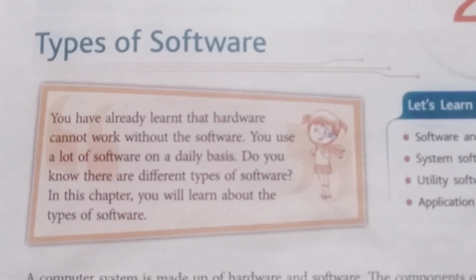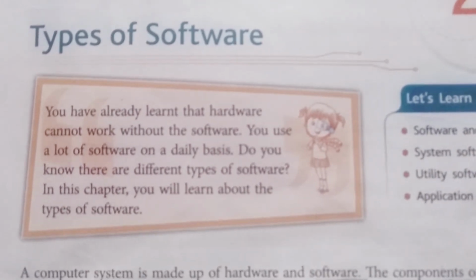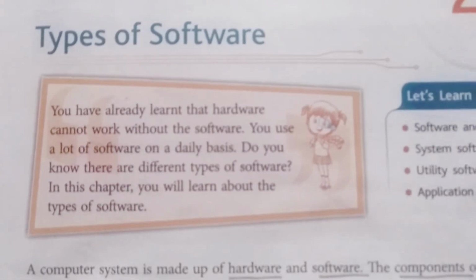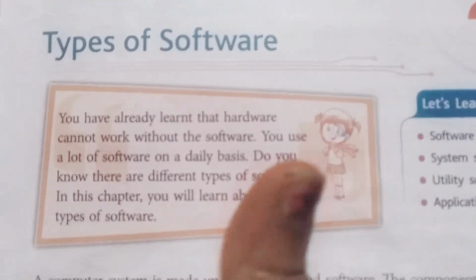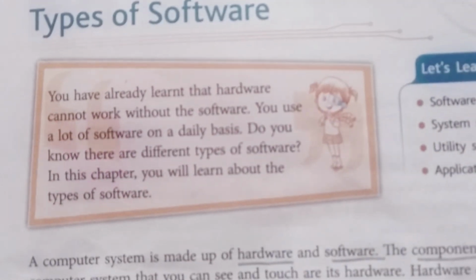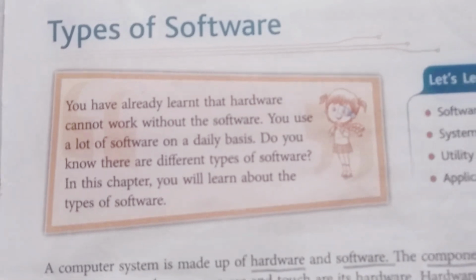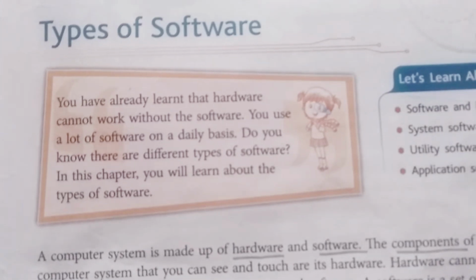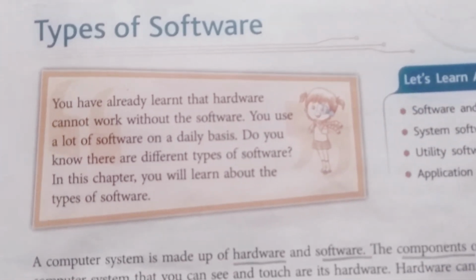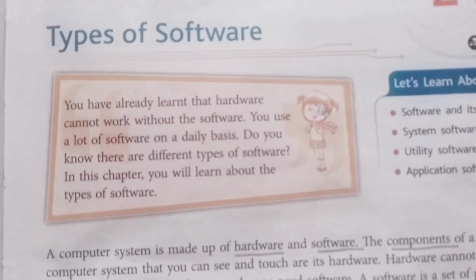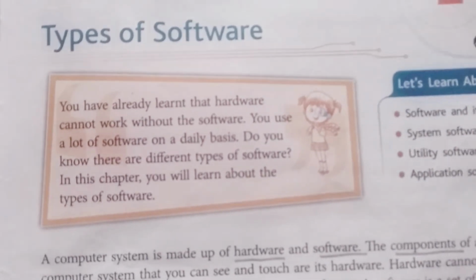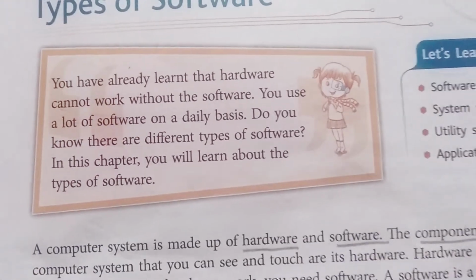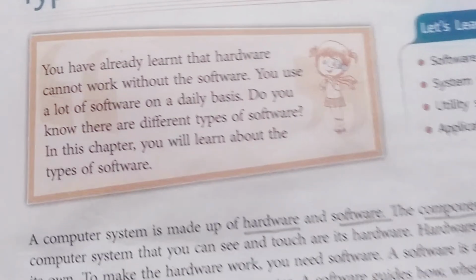The components of a computer system that you can see and touch are its hardware, and hardware cannot work on its own. It needs software. A hardware cannot work on its own. It needs the support of software. Without the software, a hardware is what? Nothing, only a box.